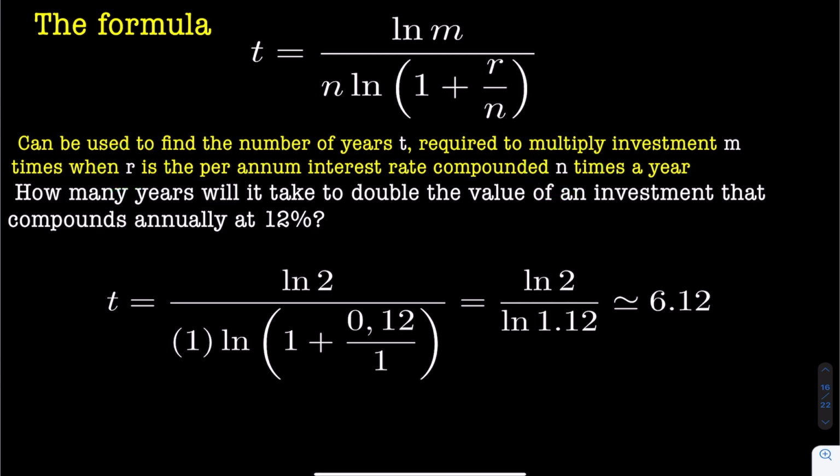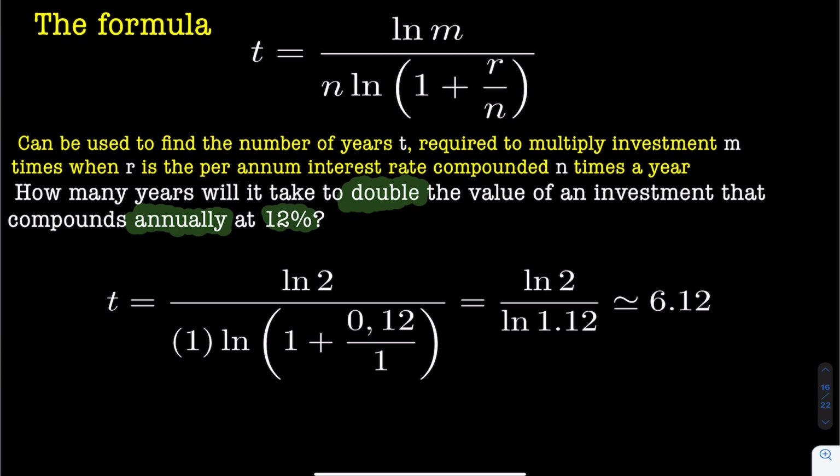So in this example, you are told that you want to double your investment. That's going to be my m value. We're compounding annually, so my n value is equal to 1. And my rate of interest here is going to be 12% or 0.12.